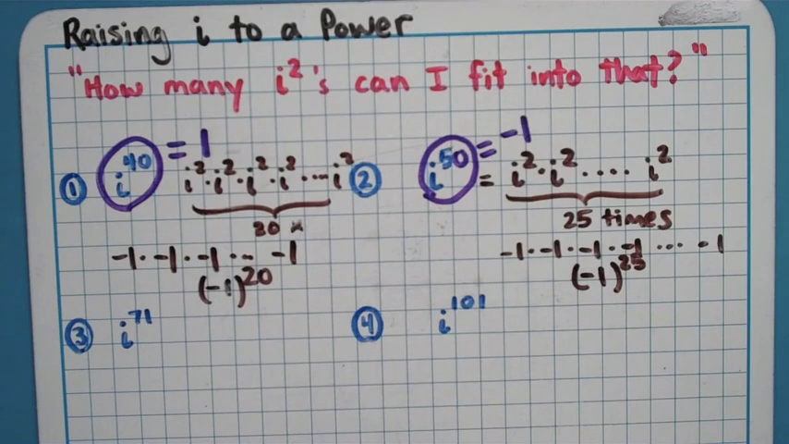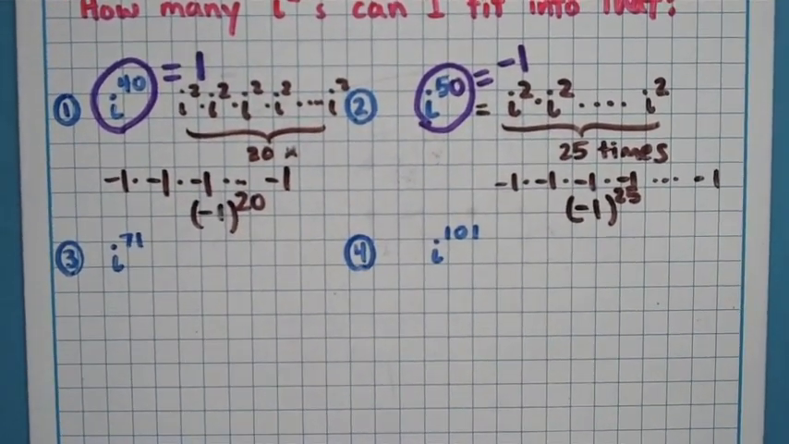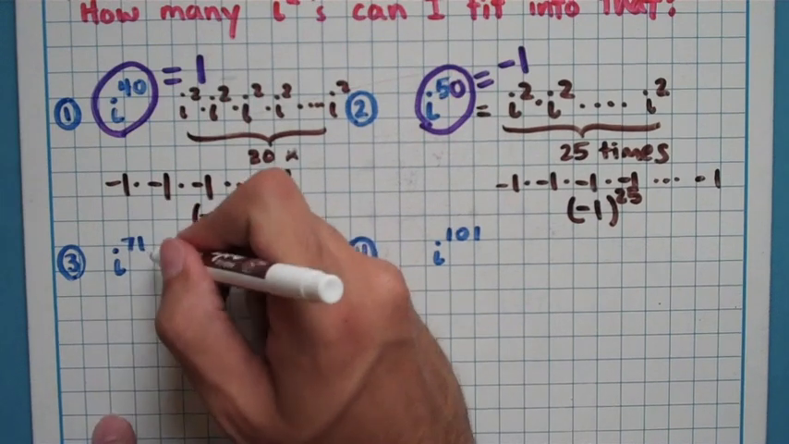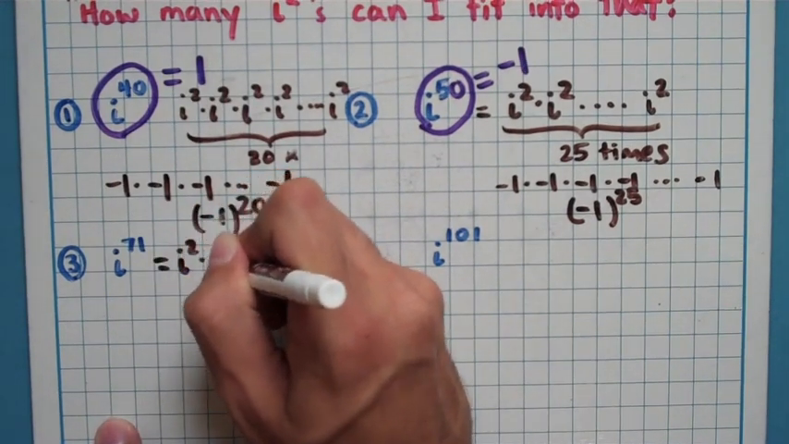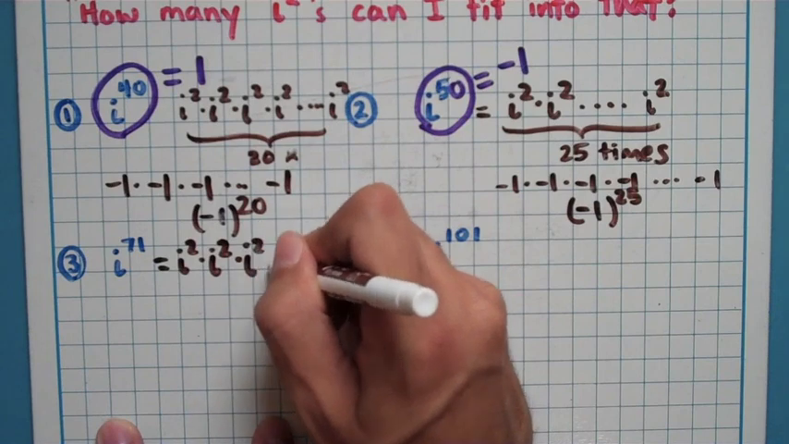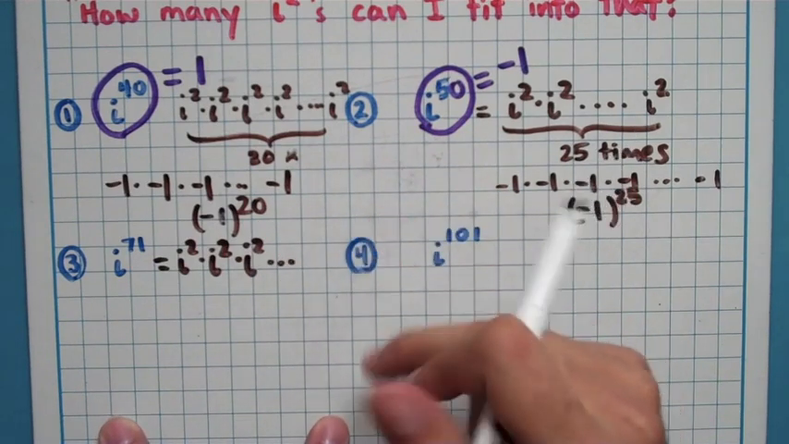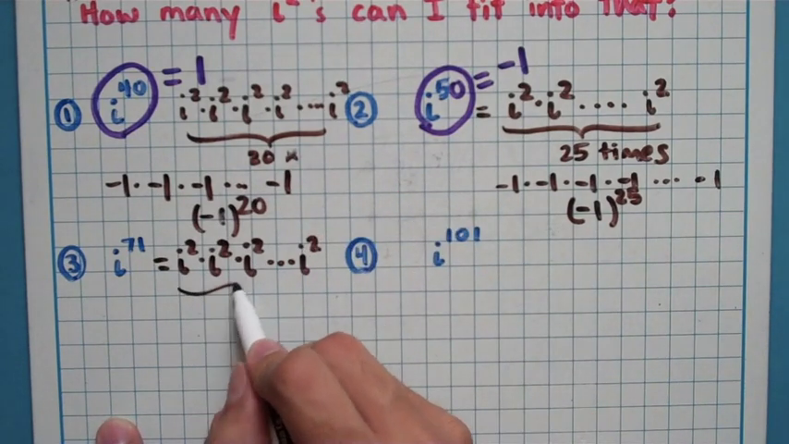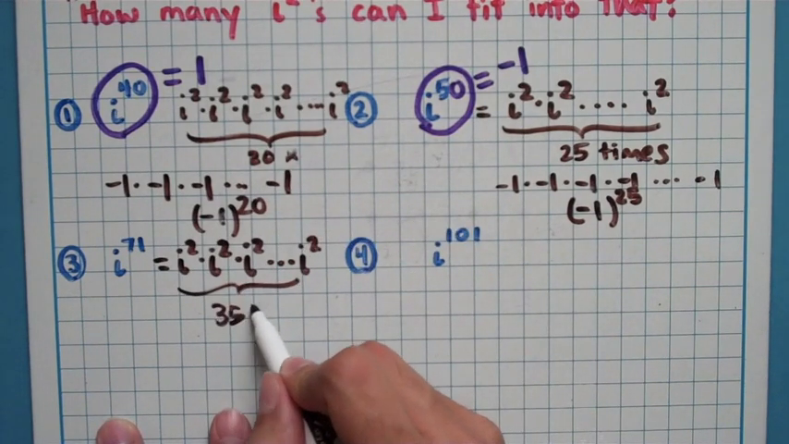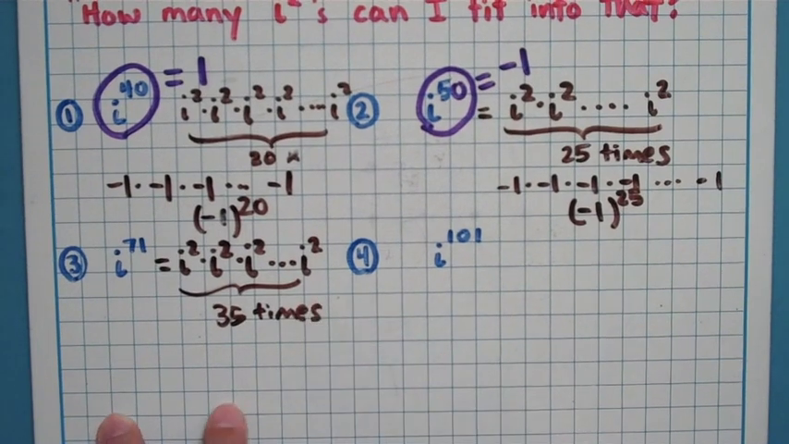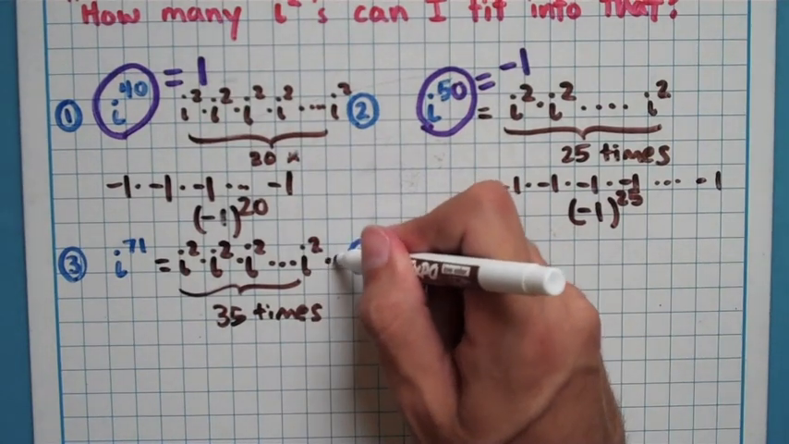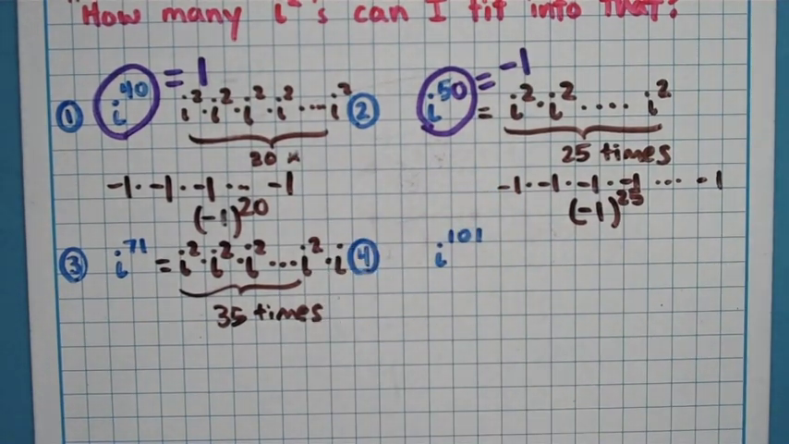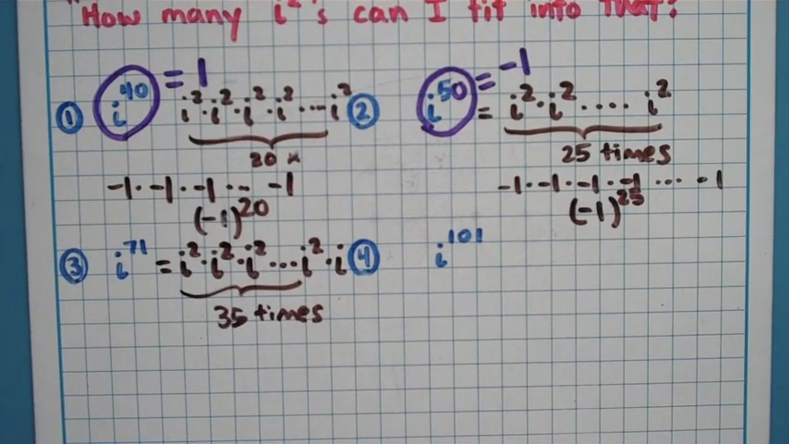On our third try here, we have i to the 71st power. So again, we're going to write this out as i squared times i squared times i squared. We're going to do that 35 times. If we do it 35 times, that is going to make i to the 70th power. So what actually happens, if that's only 70, we actually have one more i, just plain old i, sitting right there. Nothing we can do with that. He's just sitting on the end. He doesn't get a squared because we have 71 altogether.